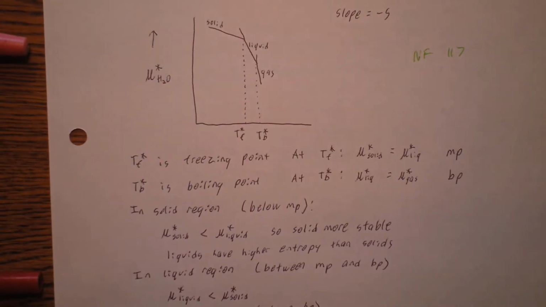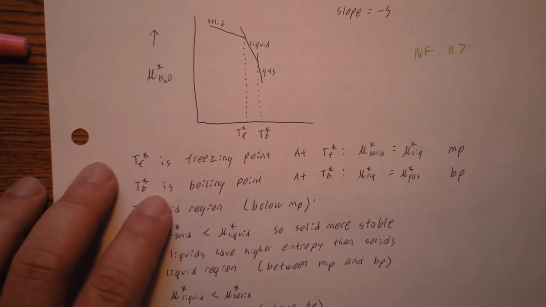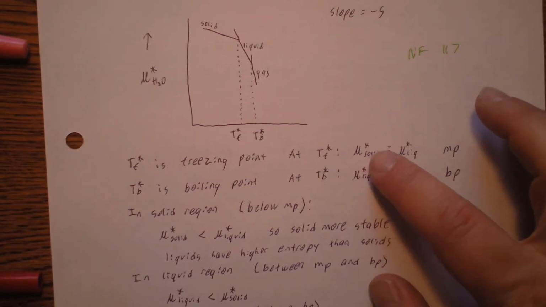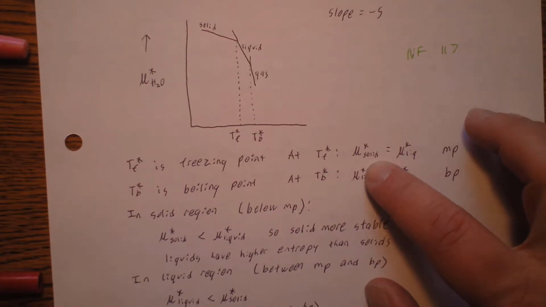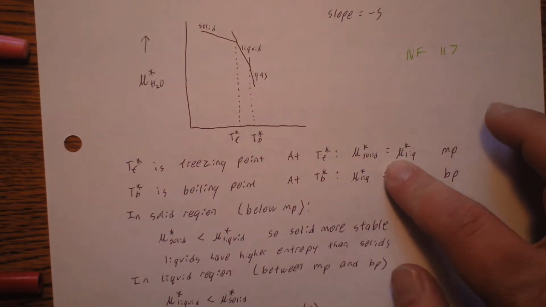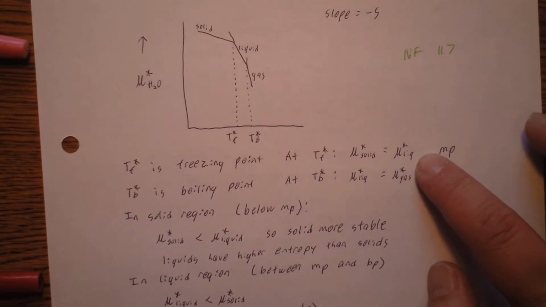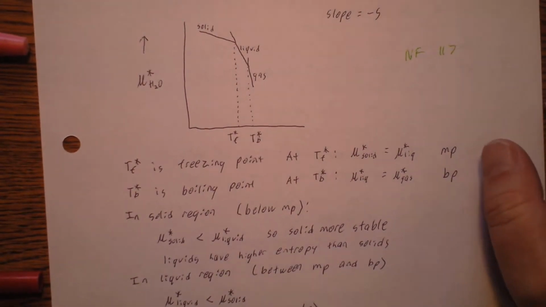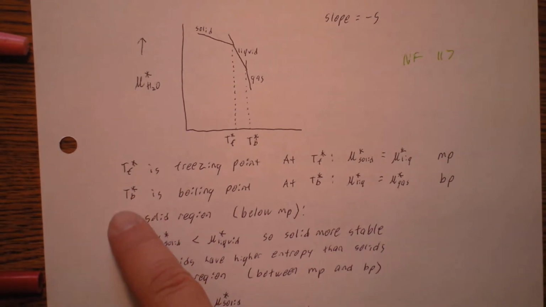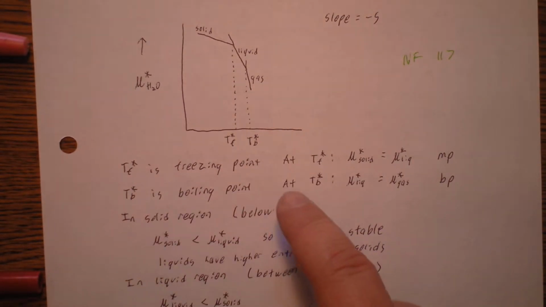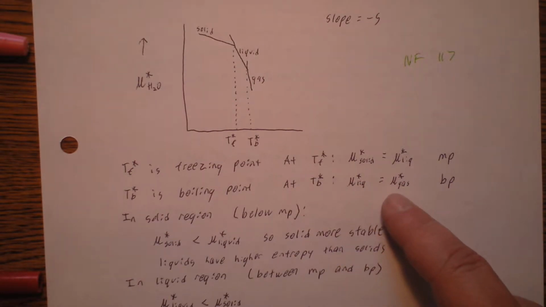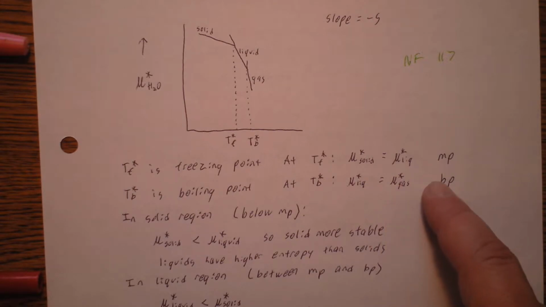So the temperature at the freezing point star, that's the freezing point of the pure substance. At the freezing point, the chemical potential of the solid is equal to the chemical potential of the liquid, because they're at phase equilibrium, and that's called the melting point. And likewise, TB star, that's the boiling point. At TB star, the chemical potential of the liquid of the pure substance is equal to the chemical potential of the gas of the pure substance. And of course, that's the boiling point.